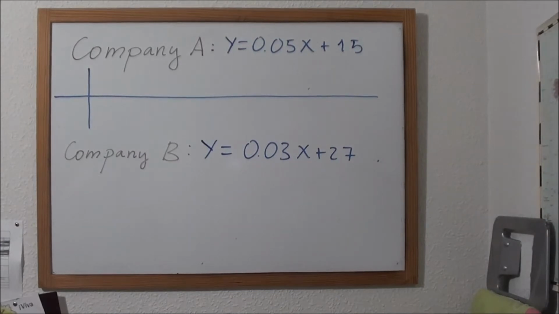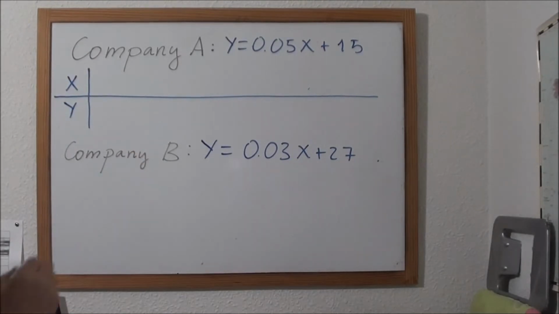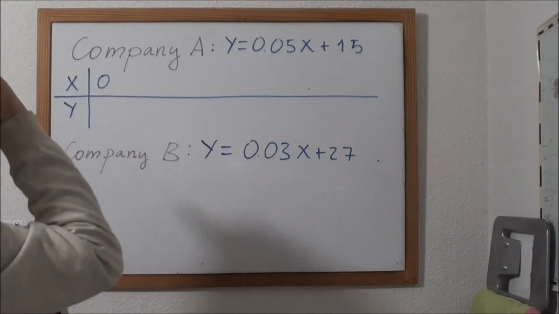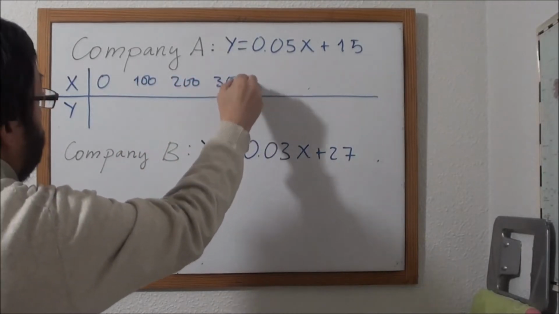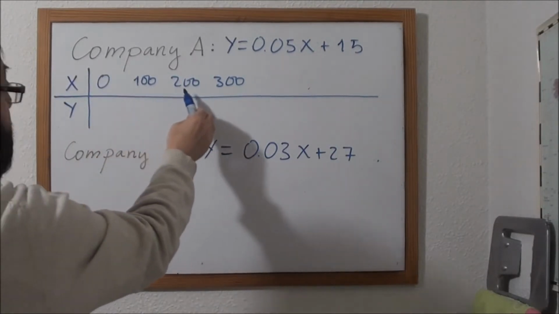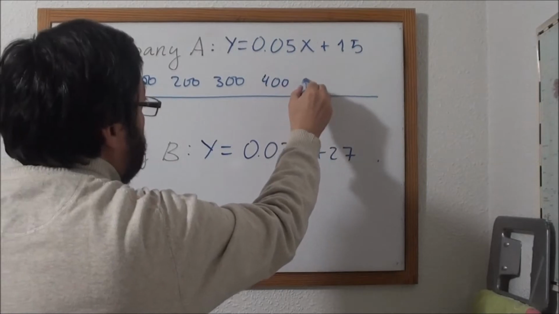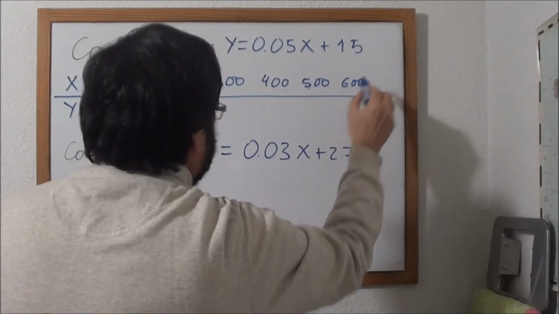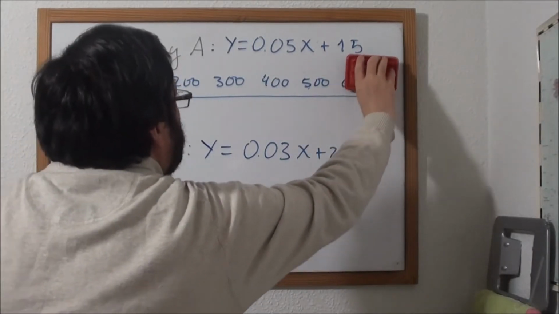Okay, that is going to be our table of values. So for Company A we have x and y, and for the x we are going to choose some values. Well, not completely random. I'm going to start with 0 and then 100, 200, 300. Remember, x is the number of minutes, so 0 minutes, 100 minutes, 200 minutes, 300 minutes, 400 minutes, 500 minutes, 600 minutes, 700. I'm running out of space here, so let's rearrange this.